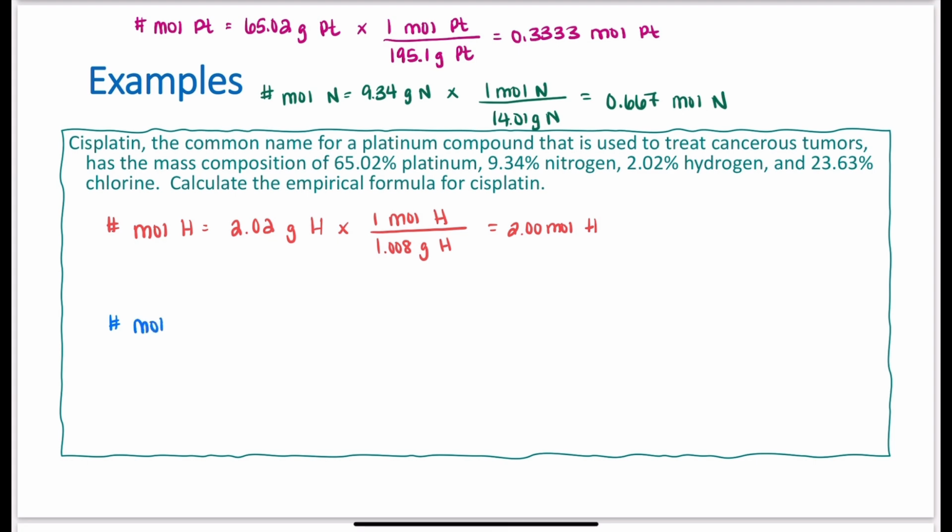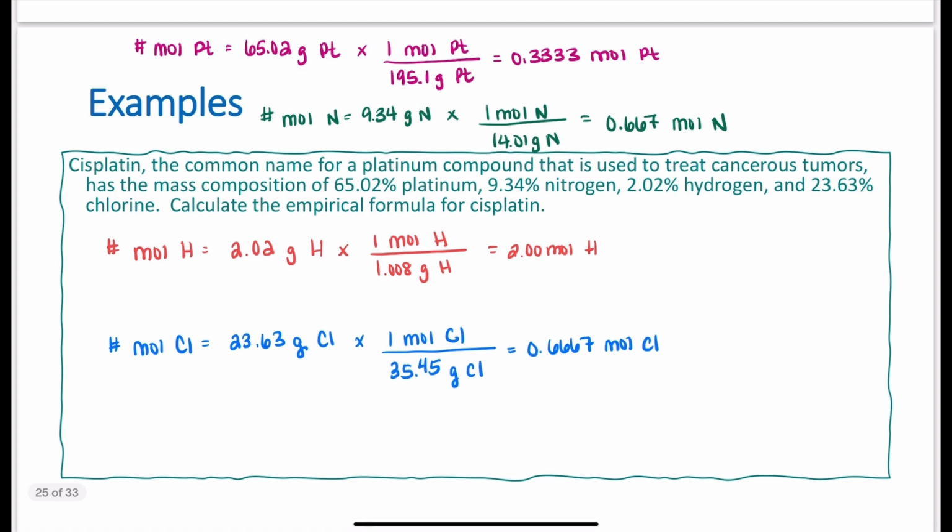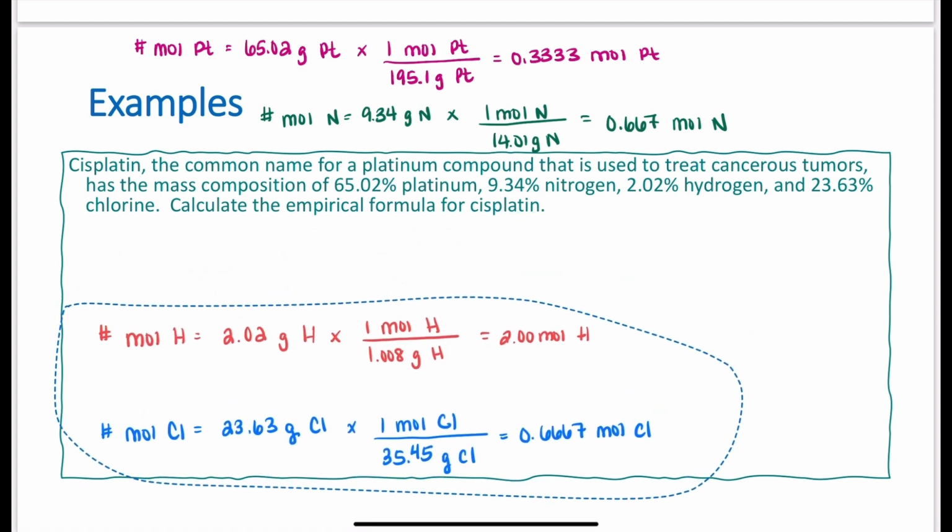And my chlorine, number of moles of chlorine, 23.63 grams of chlorine. Every 1 mole of chlorine weighs 35.45 grams. Again, chlorine is a diatomic when it's reacting, but right now I'm doing the empirical formula analysis, so just the atoms of chlorine, not a molecule of chlorine, okay? This gives me 0.6667 moles of chlorine. So let me move these down a little bit.